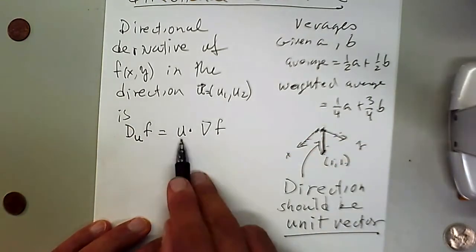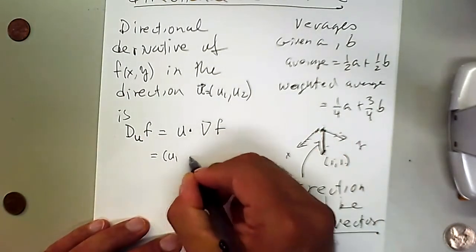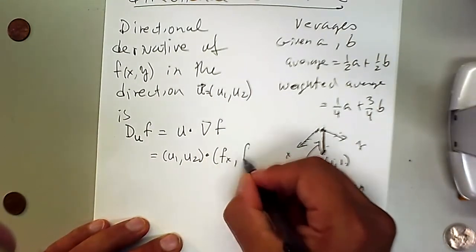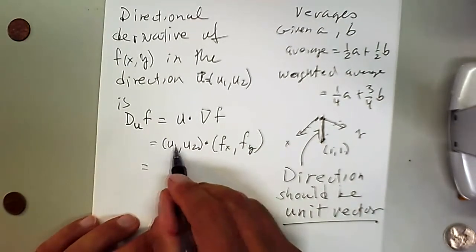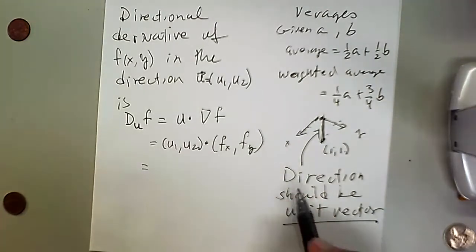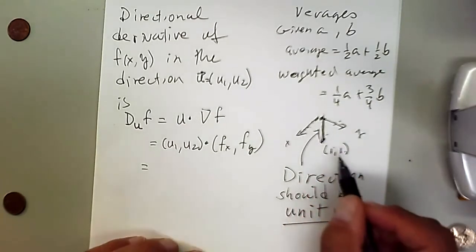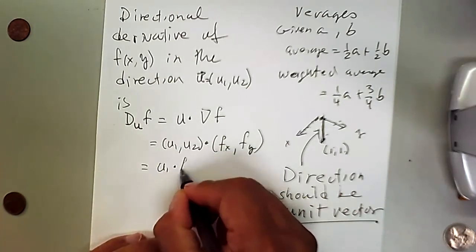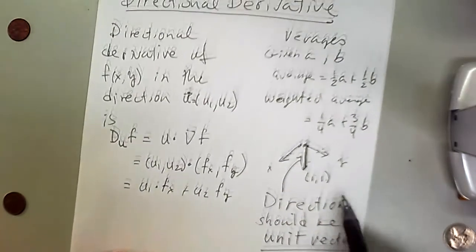And why dotted? Because remember what this means. This means u1 comma u2 dotted with f sub x comma f sub y. And by dotting it, we're actually giving the proper weight to each one of the derivatives, in the x and the y direction. So this is really an average, u1 f sub x plus u2 f sub y. Very similar to what's going on here.